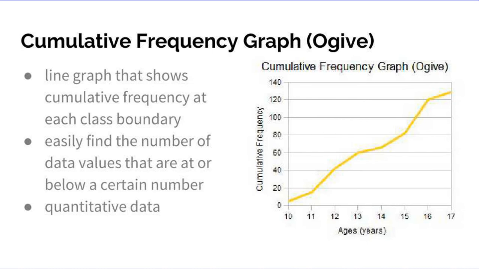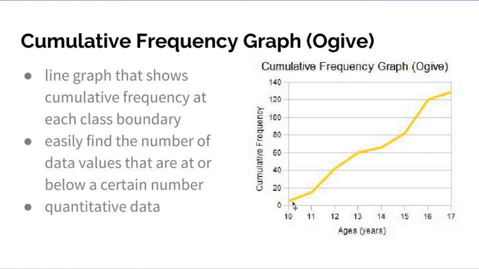All right, then the last graph we're going to look at is called a cumulative frequency graph, or an ogive. The G sounds like a J. A cumulative frequency graph, or an ogive, shows the cumulative frequency at each class boundary. So you could take data and make a histogram with the data, and then you can also make an ogive with the data.